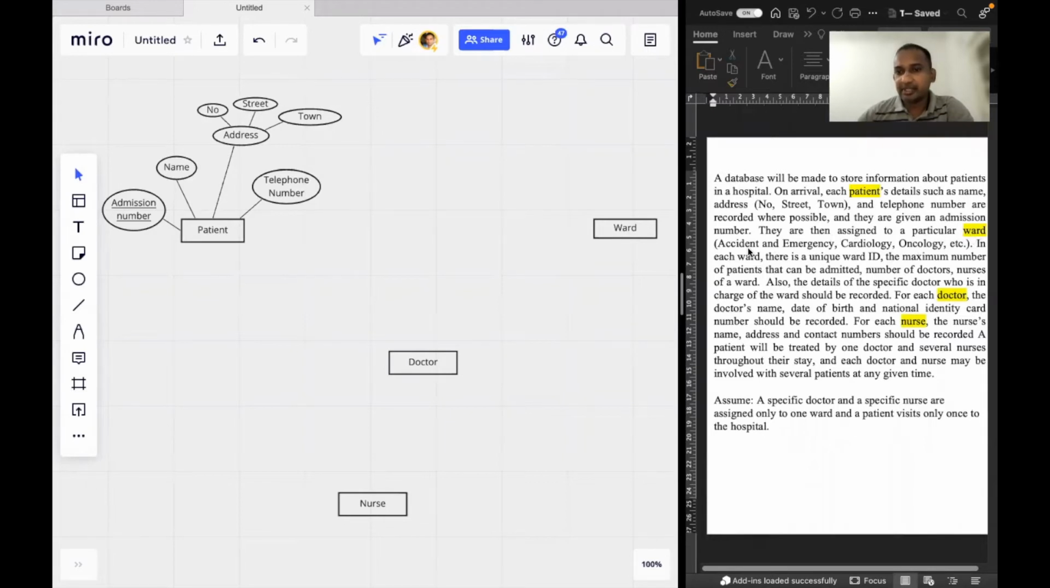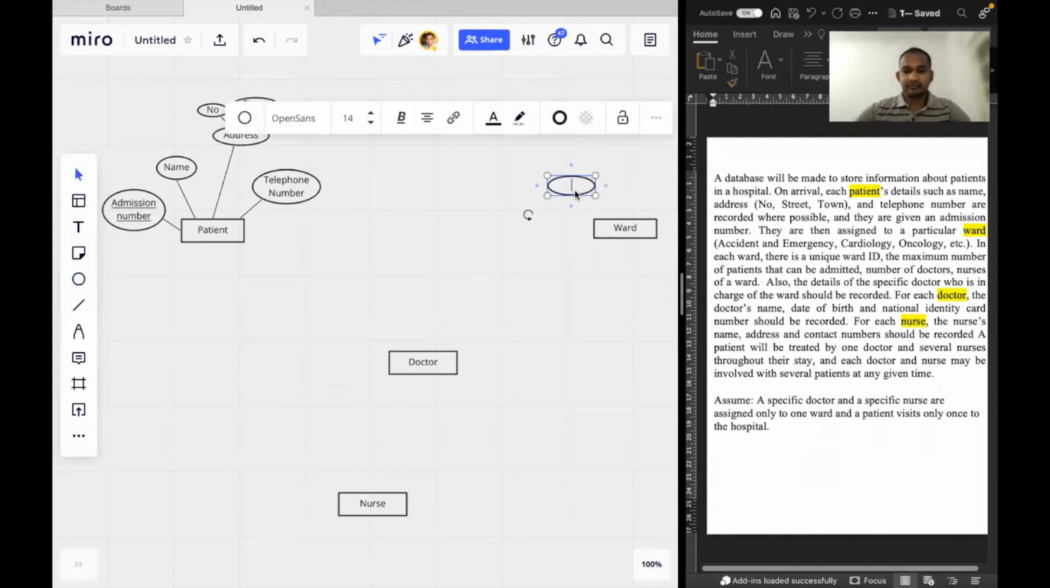Okay, let's go to the next entity called ward. The name of the ward can be accident and emergency, cardiology, oncology. That means there should be a name for a particular ward. Therefore, we can draw an attribute called name. Let's say ward name.